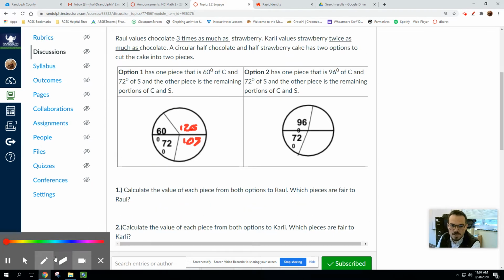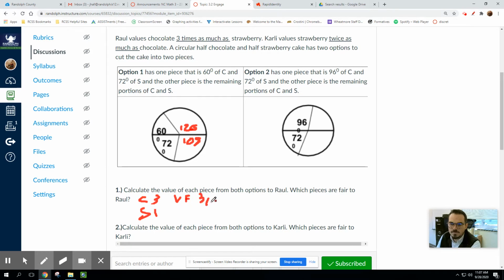Now Raul values this as, let's see, 3 times as much, so chocolate is 3, strawberry is 1 in his opinion. So dividing, our values for these are going to be 3/4 and then 1/4. And then that's out of 180 for both of those.